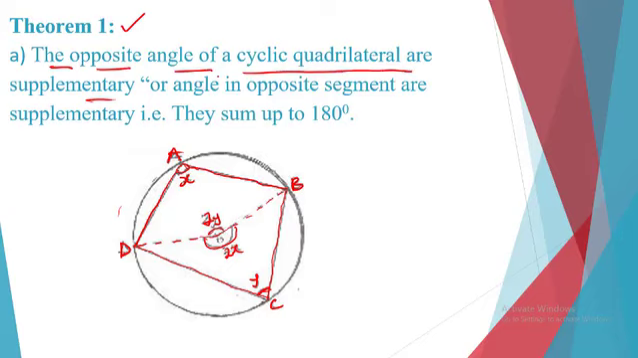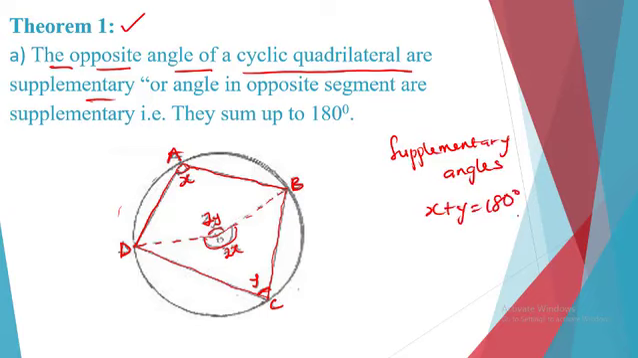Okay, we talked about supplementary angles some time ago, and I told us that supplementary angles are two angles that sum up to 180. So if we have x and y equal to 180, then x and y are what? Supplementary angles. Do you understand now? Now we are told that the opposite angles of a cyclic quadrilateral are what? Supplementary. So all angles in opposite segments are supplementary, that is, they sum up to what?